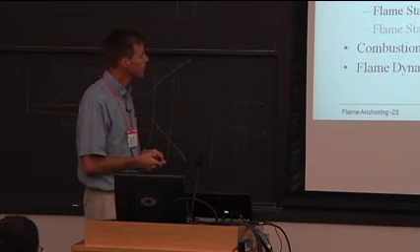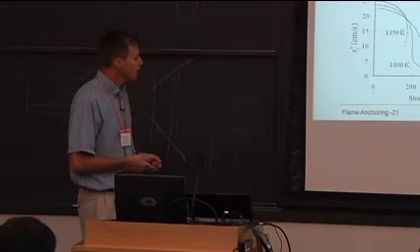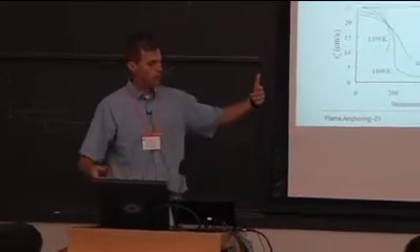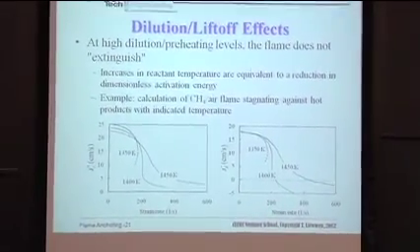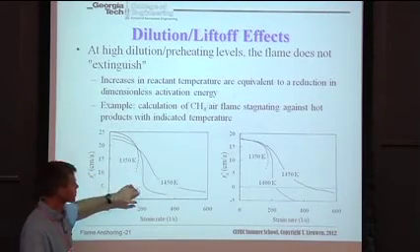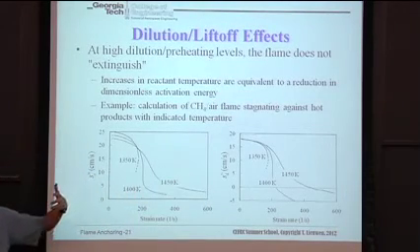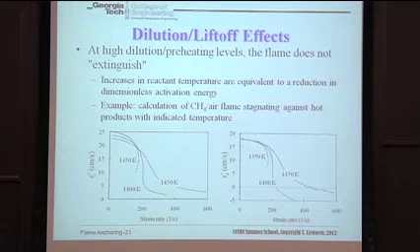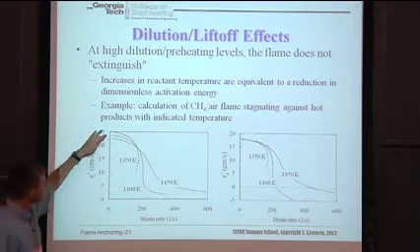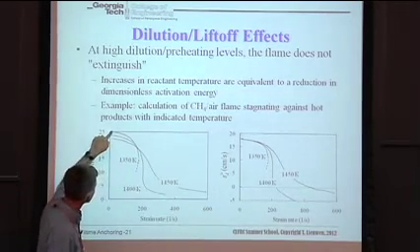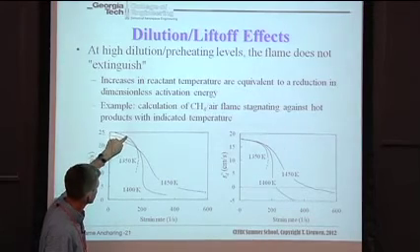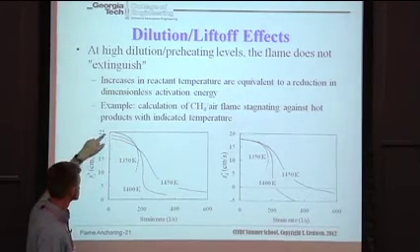And just to illustrate this point, here I have a couple calculations. What I'm doing is I'm stagnating reactants against hot products. And the temperature here denotes the temperature of the hot products. So, reactants against hot products. It's a rough model for a flame stabilized in a shear layer with product recirculation. And at 1350 K, here I'm increasing the flame strain rate.